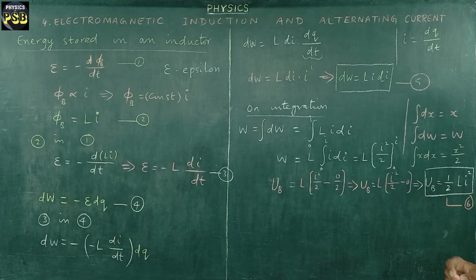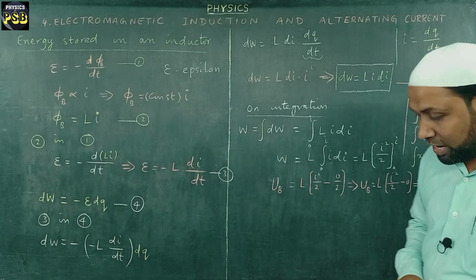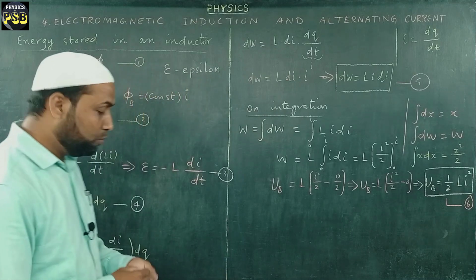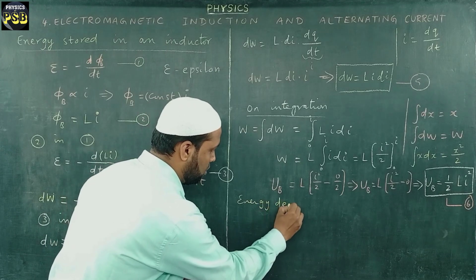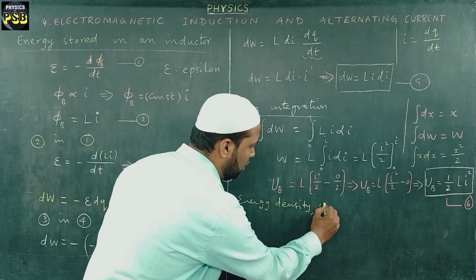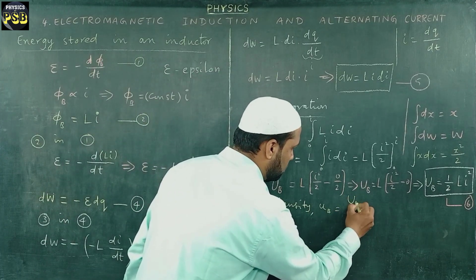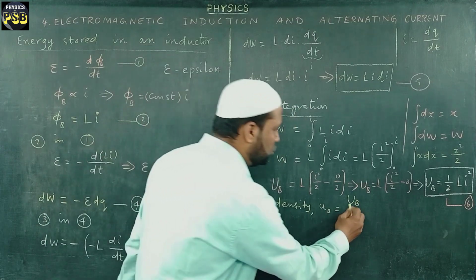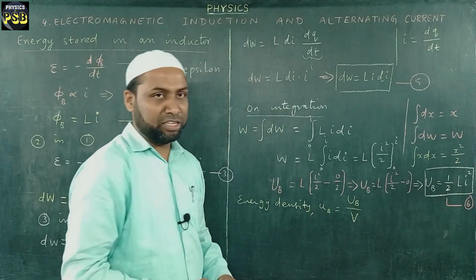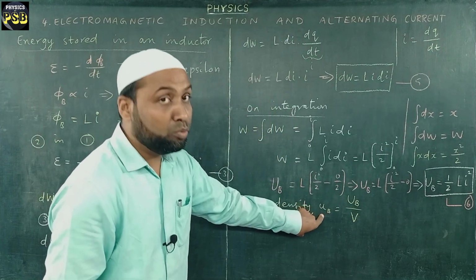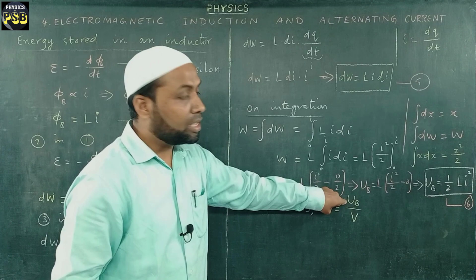Now, next, there is one thing called energy density. We call it energy density, which is represented by the letter small u B. Energy density is nothing but the energy stored in the coil per unit volume. Energy stored per unit volume is referred to as energy density, and it has the symbol small u B, whereas energy stored is represented by the letter capital U B.